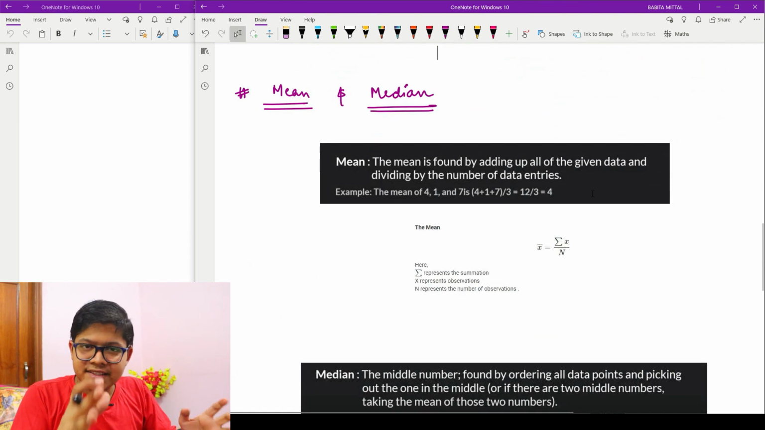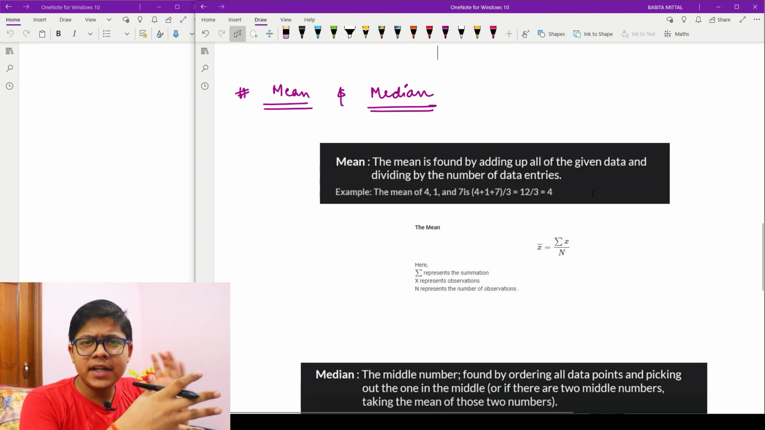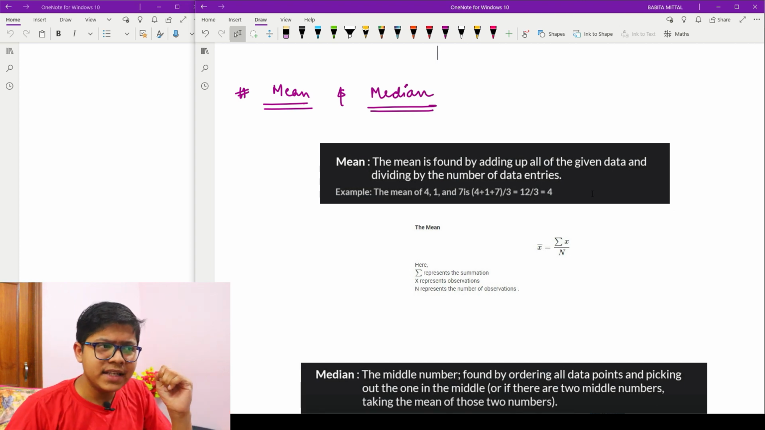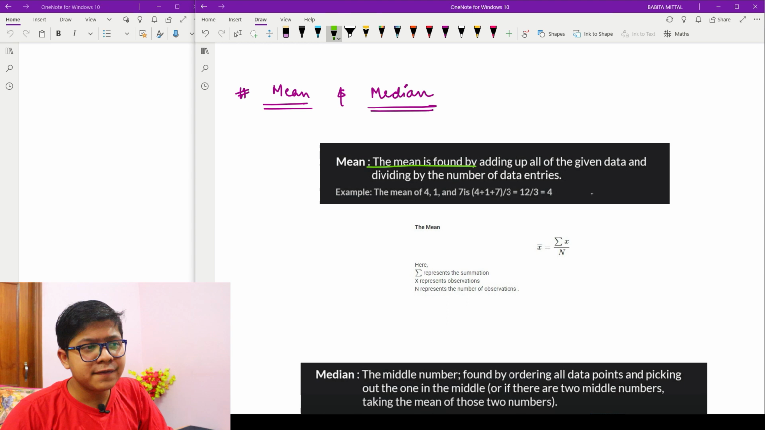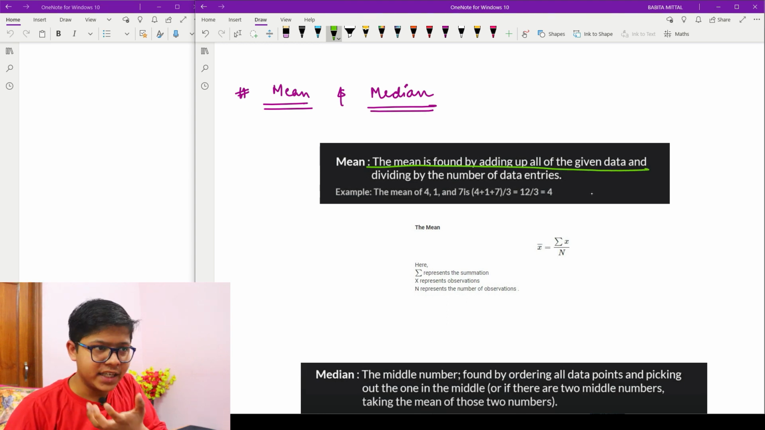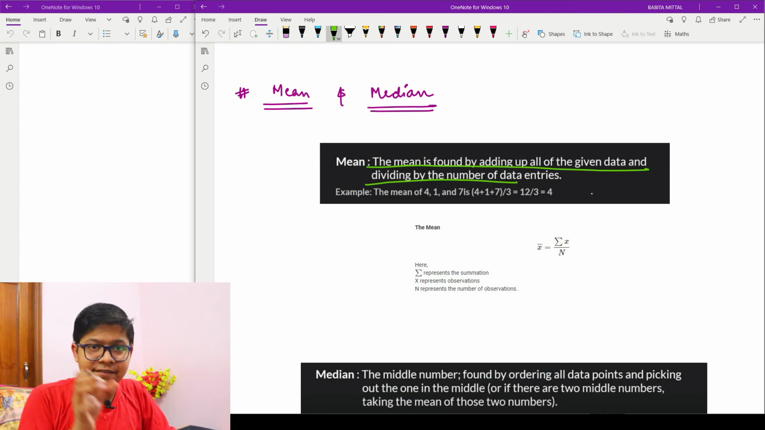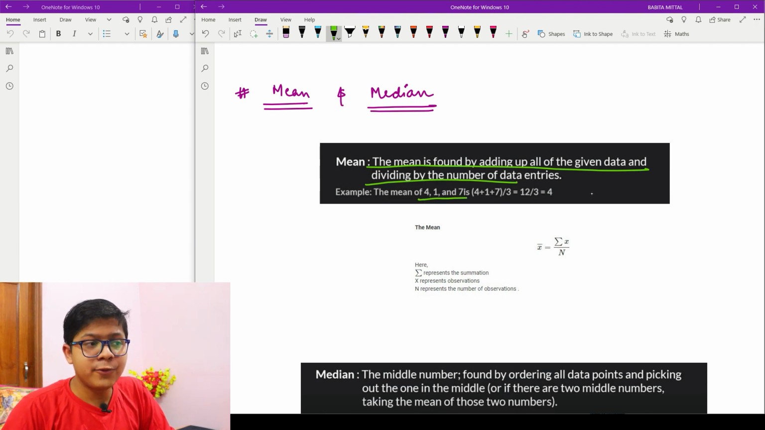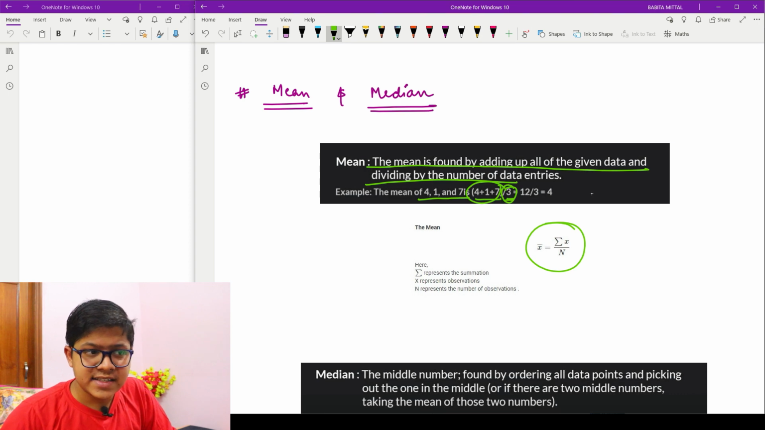Now let's see the mean and median. You must be pretty much familiar with the mean and median. Mean is found by adding up all the values and dividing by n, the total number of values. Suppose we have the numbers 4, 1, 7, it will be 4 plus 1 plus 7 upon 3, which means the sum of values upon the number of values. The formula is here: sum of numbers upon number of numbers.